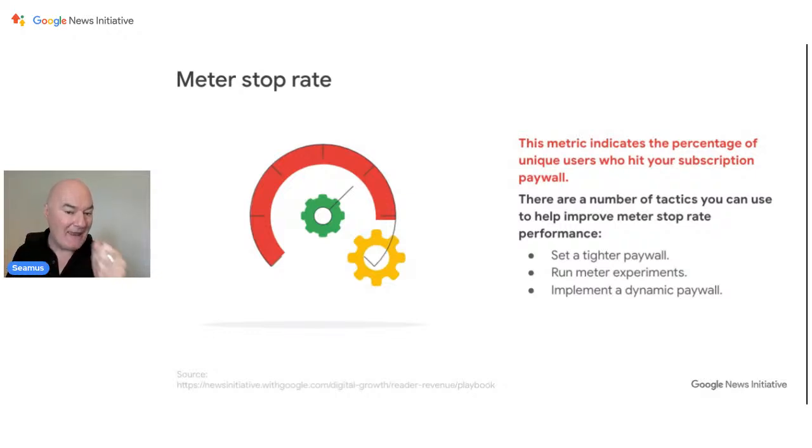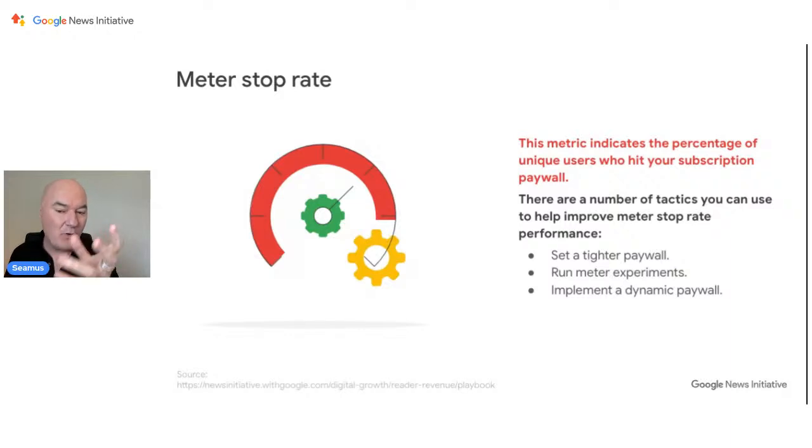The meter stop rate equals the unique users hitting the paywall in a month, divided by the total monthly active users. Difficult to get our heads around. You can go to the playbook to get more on this. But it's true that this really will only be relevant for news organizations with a subscription model. That's probably worth pointing out.